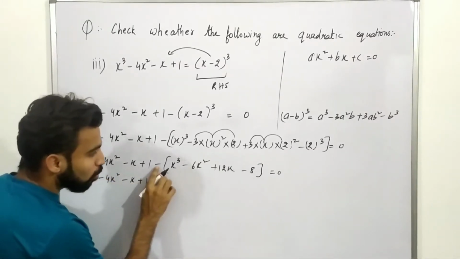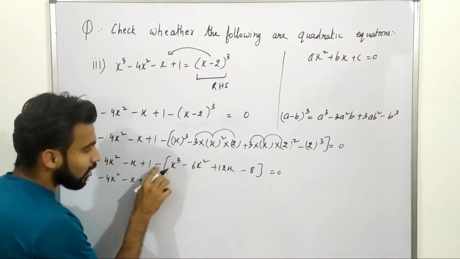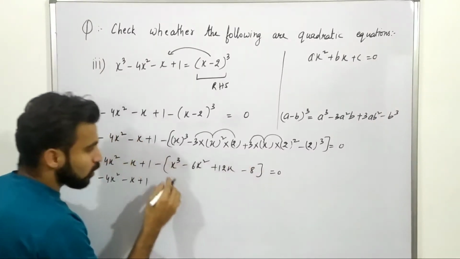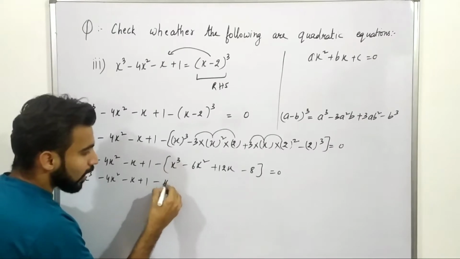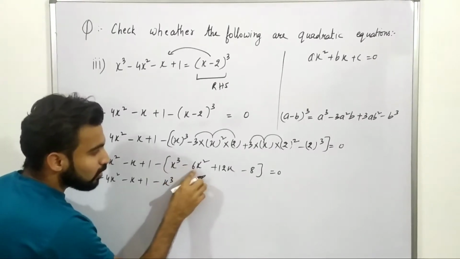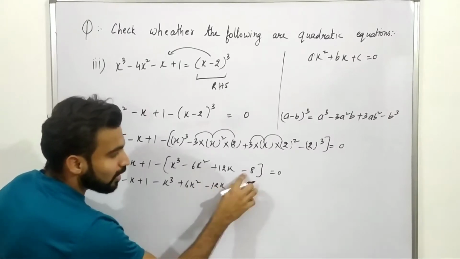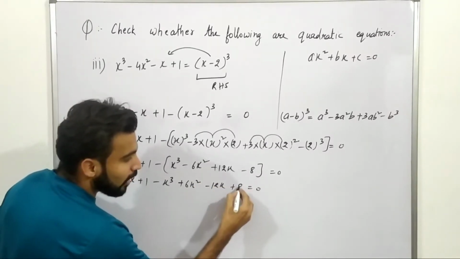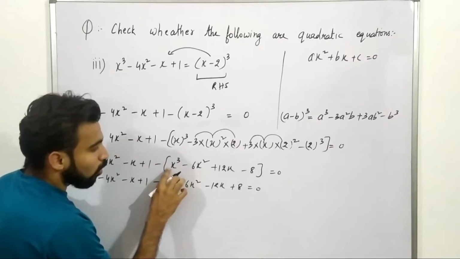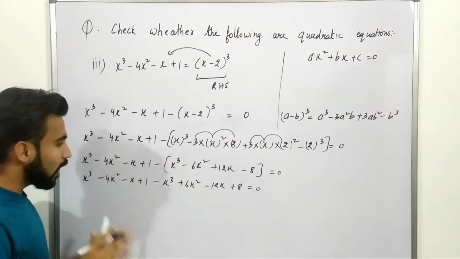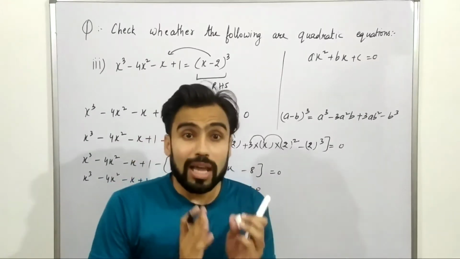Now when I will open this bracket here, so this negative sign will change all the signs of the terms in the bracket. So this positive x cube will become negative x cube. Now this negative 6x square will become positive 6x square. That will be minus 12x, and that will be plus 8. So the negative sign simply changes all the signs of the bracket values.